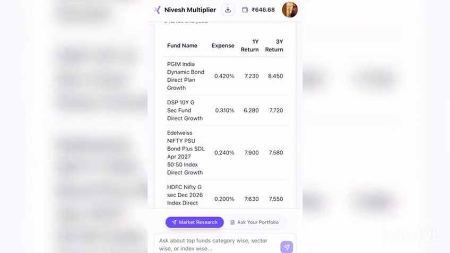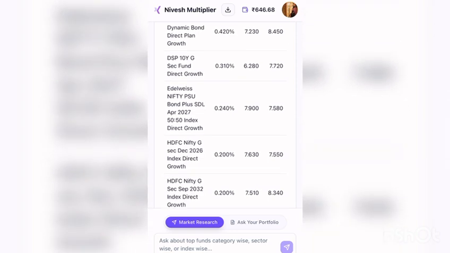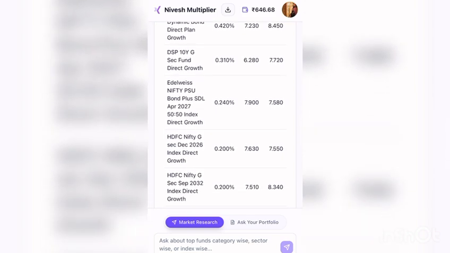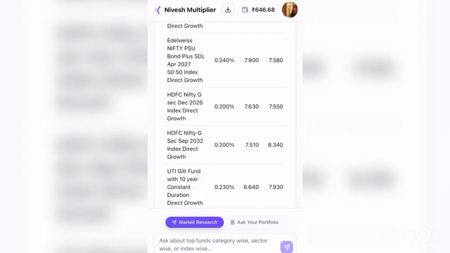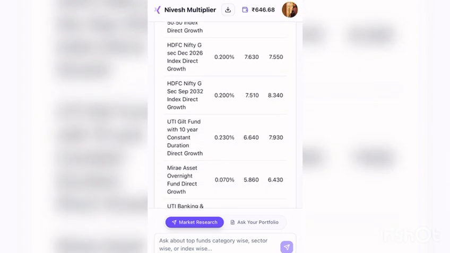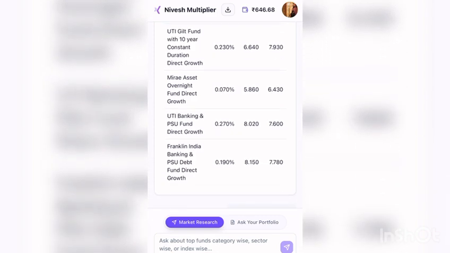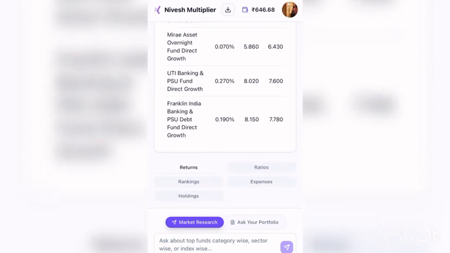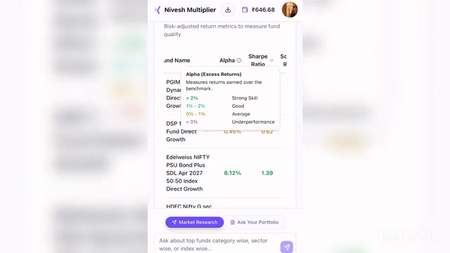It will also give me an overall analysis of different kinds of funds with their expense ratio, 1 year and 3 year return. Here we can see that most of them are giving 1 year return of around 7% and 3 year returns of around 7.5%. We can see the good ones with the lowest ratio is the Franklin India Banking and PSU Debt Fund, which has a very low expense ratio.